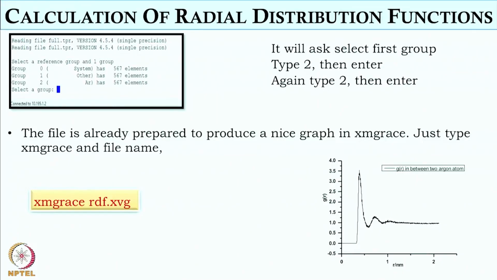So XM Grace already knows what labels to give? Yes, it will put the labels, in nanometers, because that is already contained in that XVG file. In the XVG file it's written that there is distance and then there is the value of the radial distribution function. Can the XVG file be edited? Yes, after it is created, you can edit it. And then it will plot it accordingly in XM Grace.